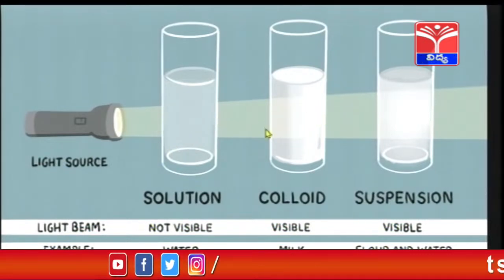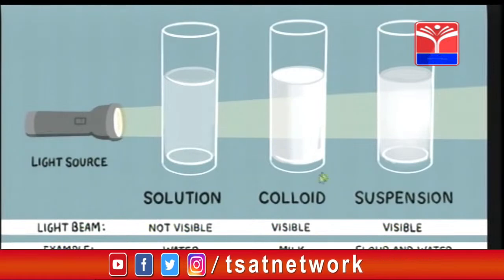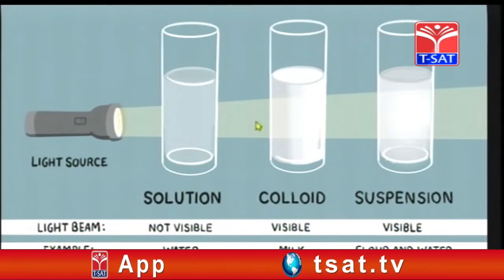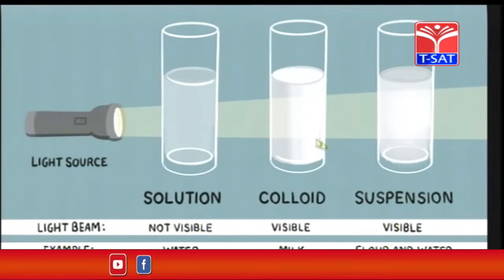But in this glass we have taken a colloidal solution. Colloidal solution means what? Here we have taken a drop of milk added in water. So you can easily see the light ray passing through this colloidal solution and you can observe that it is getting scattered. You can see the dispersion of the light ray here.